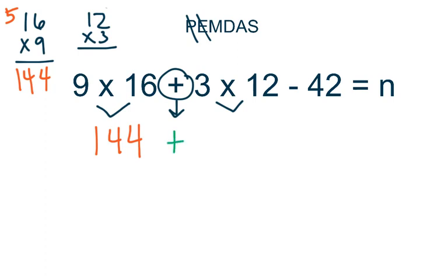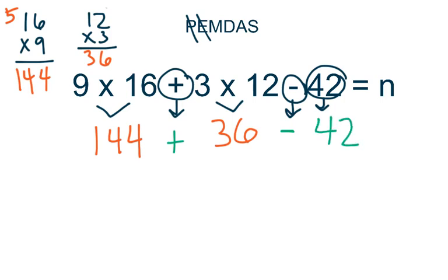And my next step is going to be to multiply 3 times 12. So I'm going to use multiplication with regrouping again. 3 times 2 is 6, and 3 times 1 is 3. So 3 times 12 is 36. And I'm going to go ahead and look at the next part of my equation because I'm trying to solve for my variable n. And I see that there's a subtraction sign there, so I need to bring that down. And then I see my 42. And that also needs to come on down.